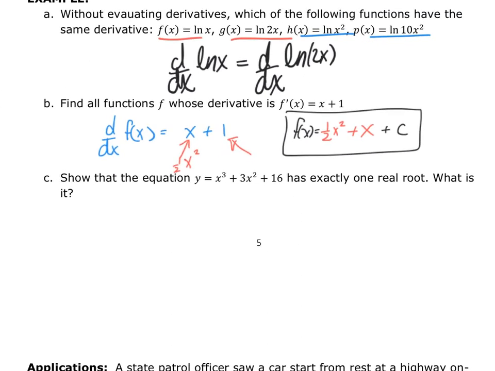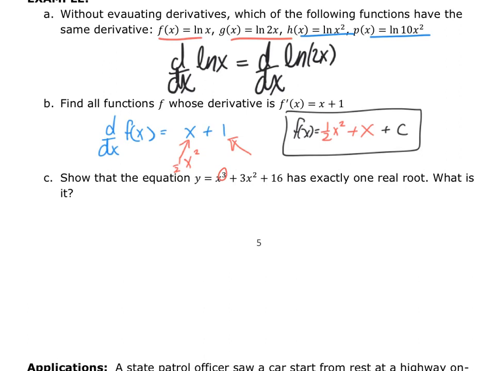So we want to show the equation y is equal to x cubed plus 3x squared plus 16 has exactly one root. Now, it is a degree 3 polynomial. That means I'm guaranteed to cross the x-axis at least once and up to 3 times. But they're asking me to show that it has exactly one root, and then what is it?